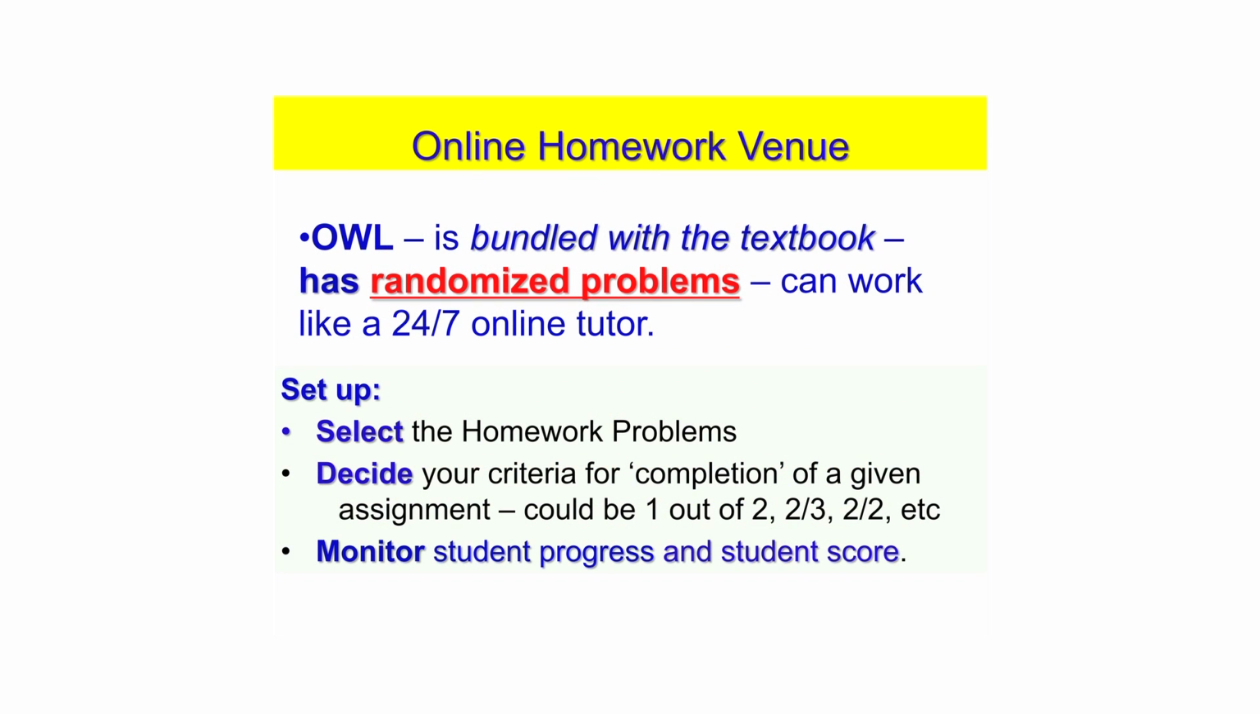Now, for online homework, I use OWL, because that's a system that gives me randomized problems. That means I don't get the same questions as my neighbor who is working on the computer right next to me. No cheating, okay? Gotta do your own work. Now, what do I have to do for the OWL? I gotta set it up, right? Get an account, decide what I consider to be one successful assignment, and then I have to monitor the progress.